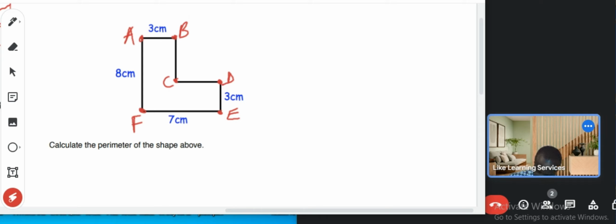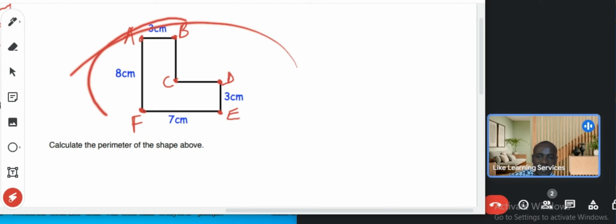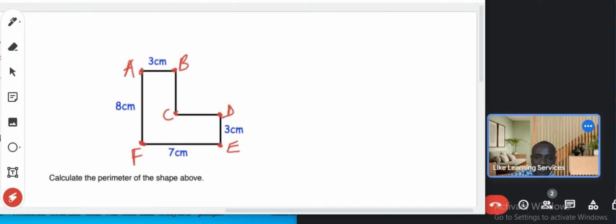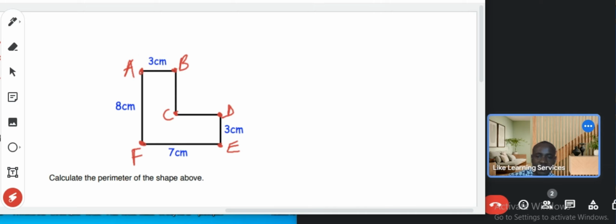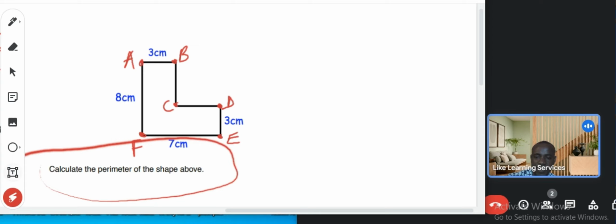Can you see this shape I'm circling? On the right. It's on the right now. The shape I'm circling on the right. I'm still on page 10. The shape on the right. You read it now. Calculate the perimeter of the shape above. I hope you are still on your Jamboard.